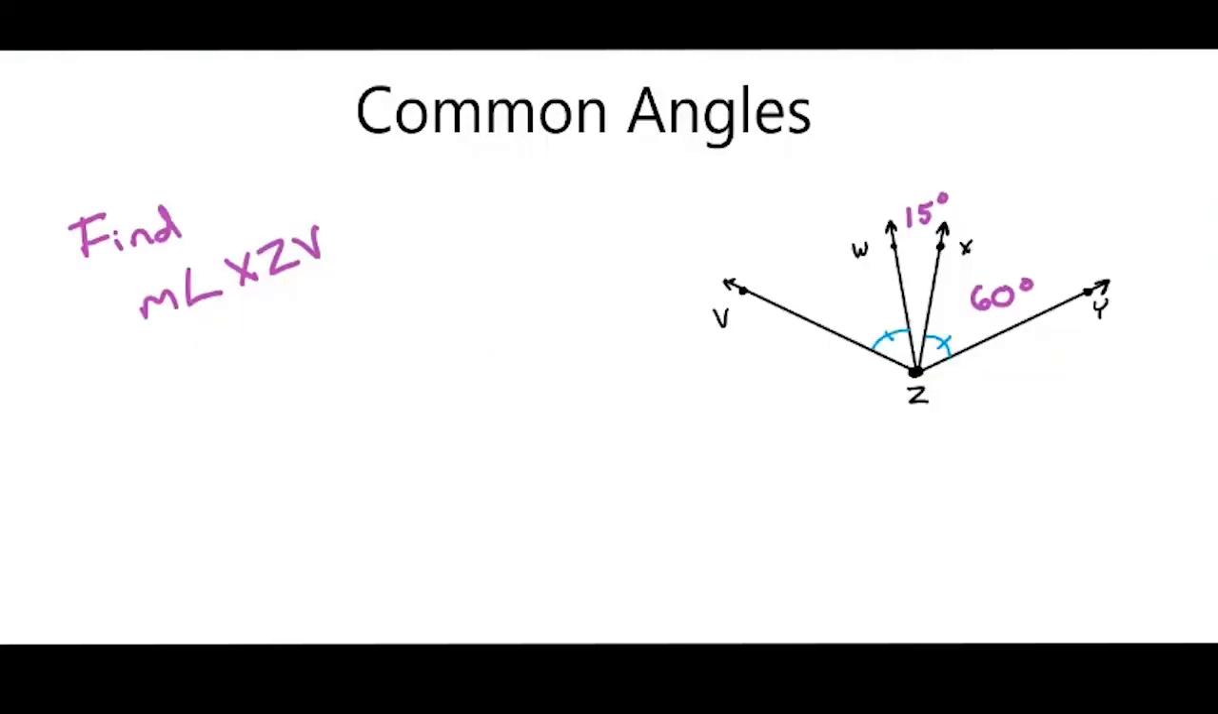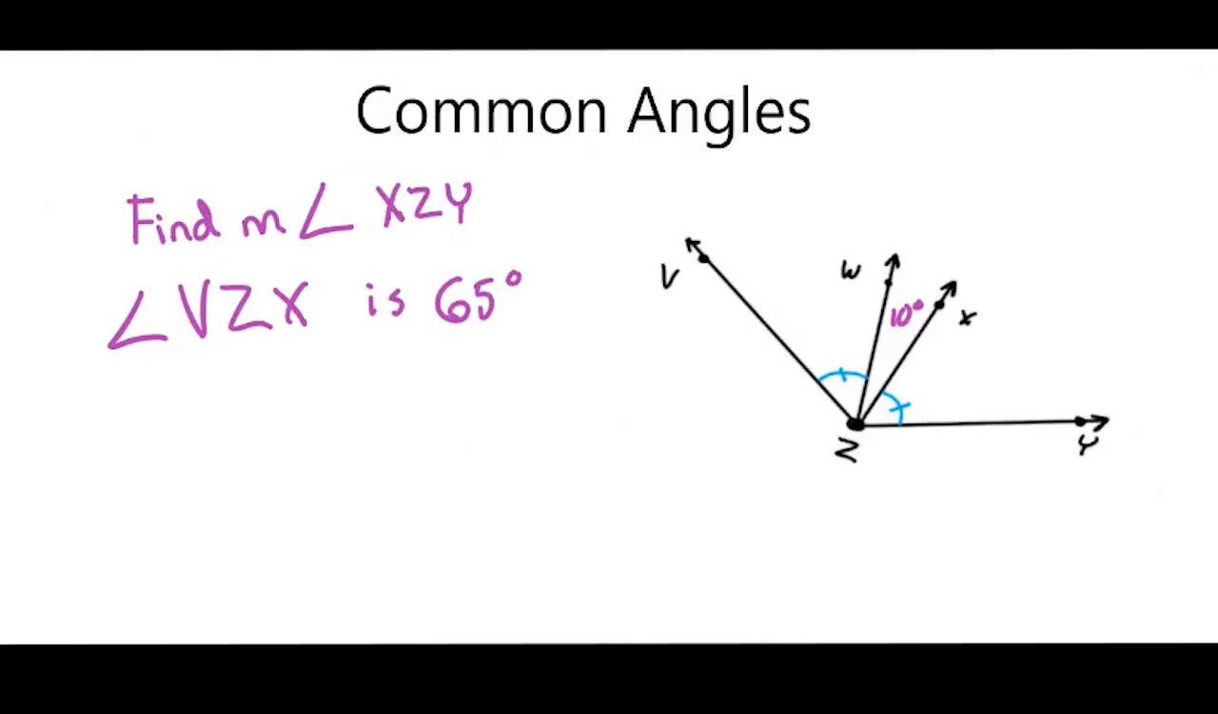So let's say we have to find the measure of angle XZV. That's the measure of this angle here. Well, I know that YZX is congruent to WZV, so that means that this is also 60 degrees, and the measure of angle WZX is 15 degrees. So I need to know the measure of this angle here, so I do 60 plus 15, and that equals 75 degrees.